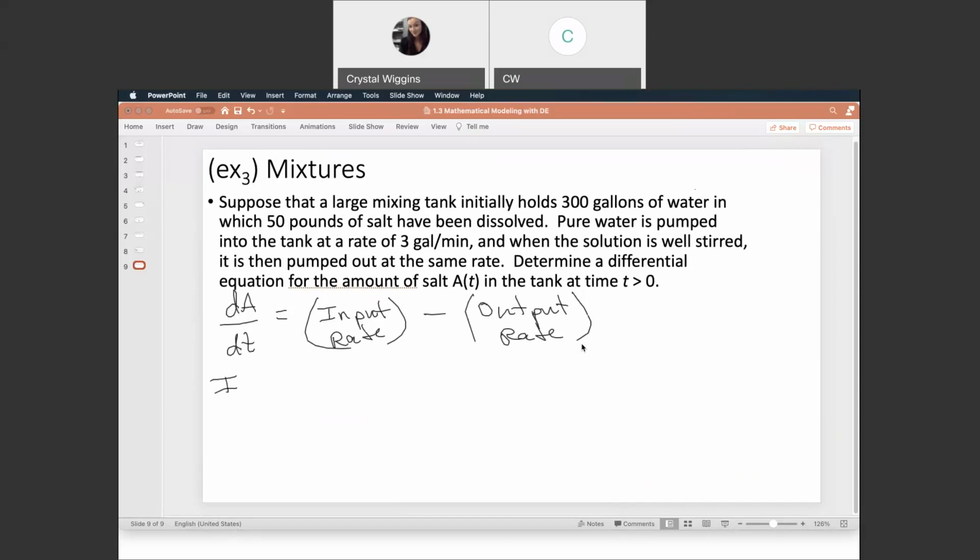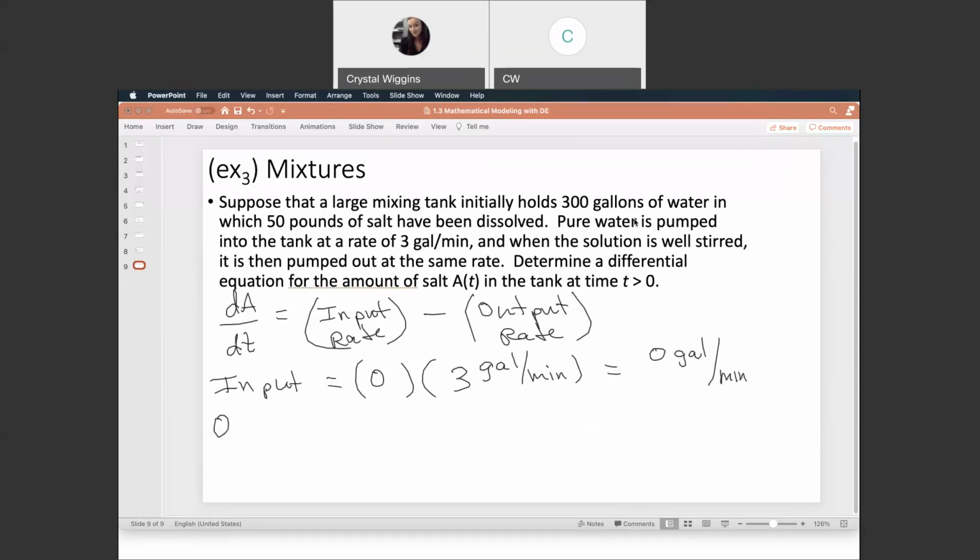So for input, it is the concentration of salt times the rate at which it's coming in. If we look back at the problem, we are talking about pure water, which means that there is 0% salt. And we're multiplying that by 3 gallons per minute, as that is how fast the water is being pumped into the tank, which gives us how fast salt is being pumped in: 0 pounds per minute.